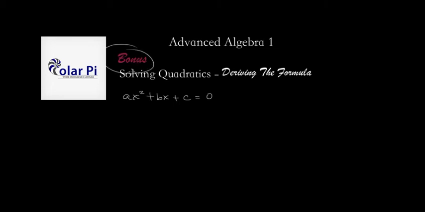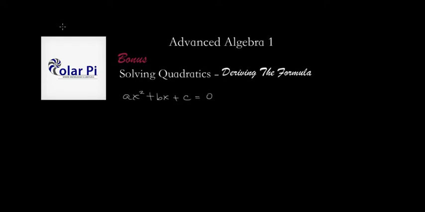Hey guys, welcome. In this bonus video, we're going to do something really cool, which is derive the quadratic formula. And all we need is method 4. Remember, in method 4, we learned about the method of completing the square. If we just start with the general standard quadratic here on the left side and complete the square on it, and then solve for x, we will naturally derive the quadratic formula. Isn't that cool? I thought so.